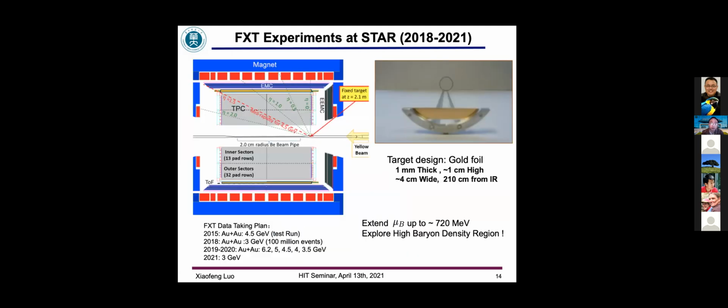Also, to reach even lower energies below 7.7 GeV, STAR has been running in fixed target mode. This is the data we have collected, and the lowest energy is 3 GeV, which can extend mu_B up to 720 MeV. This really allows us to explore the high baryon density region.